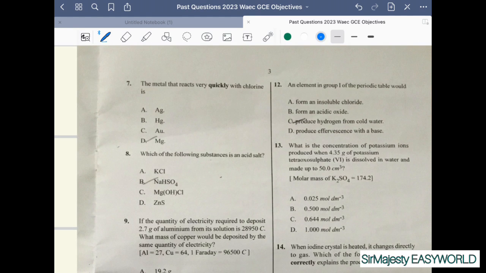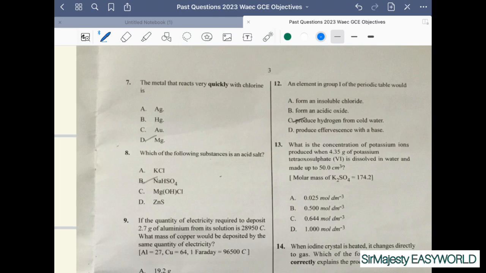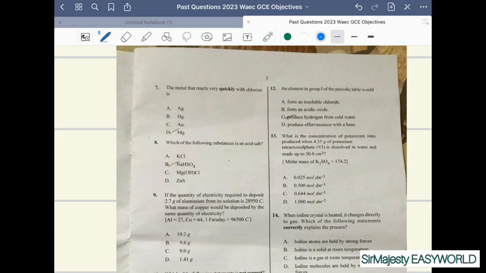The metal that reacts very quickly with chlorine. In this case, you use your activity series. Among the metals in the options, silver, option A, is among the least reactive metals. They are below hydrogen in the activity series. They are lower in the series. That's the activity series of metals. Then B says mercury, which is also lower in the series. Gold is also lower. So among all the options, A to C are all classified as the least reactive.